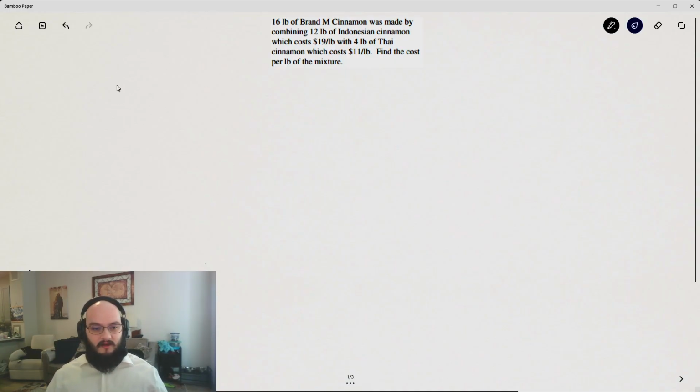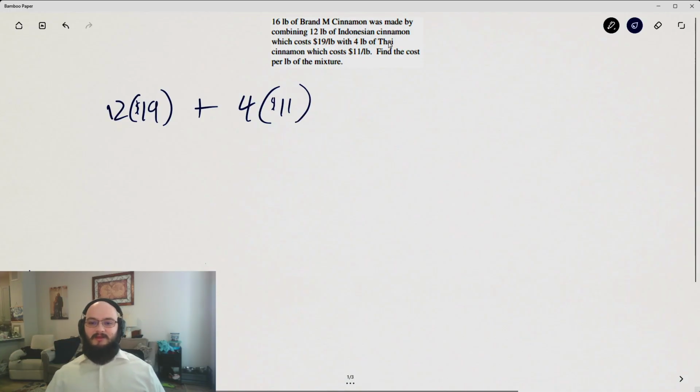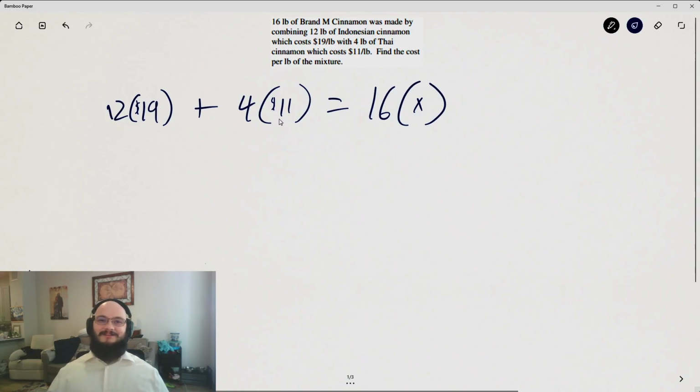So our first one, we have 12 pounds times $19 per pound. That's our Indonesian cinnamon, and that's being added to 4 pounds that cost $11 per pound. And that's our Thai cinnamon. And this is finally equal to 16 pounds of some unknown cost. For this one, multiply everything out, isolate our variable, and that will give us our cost.